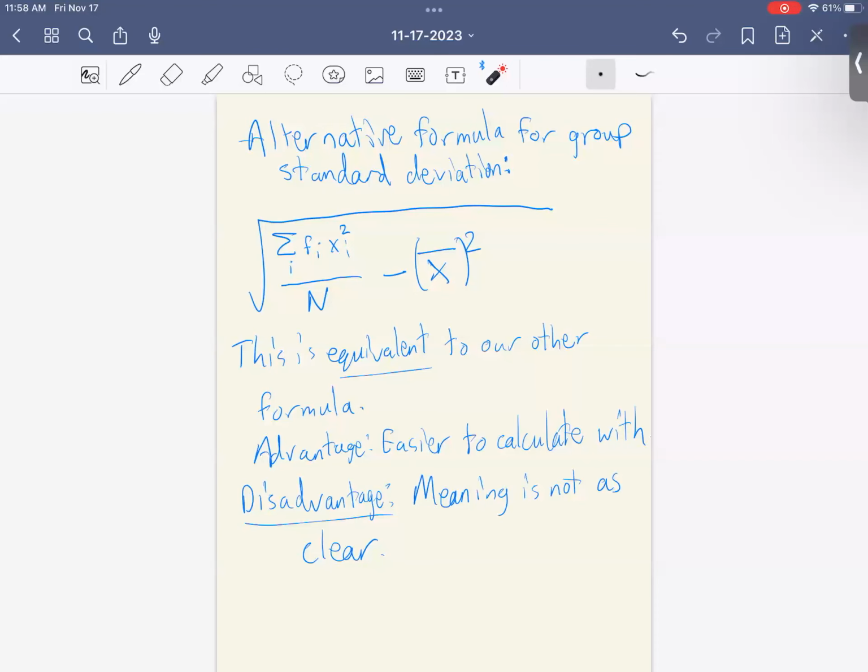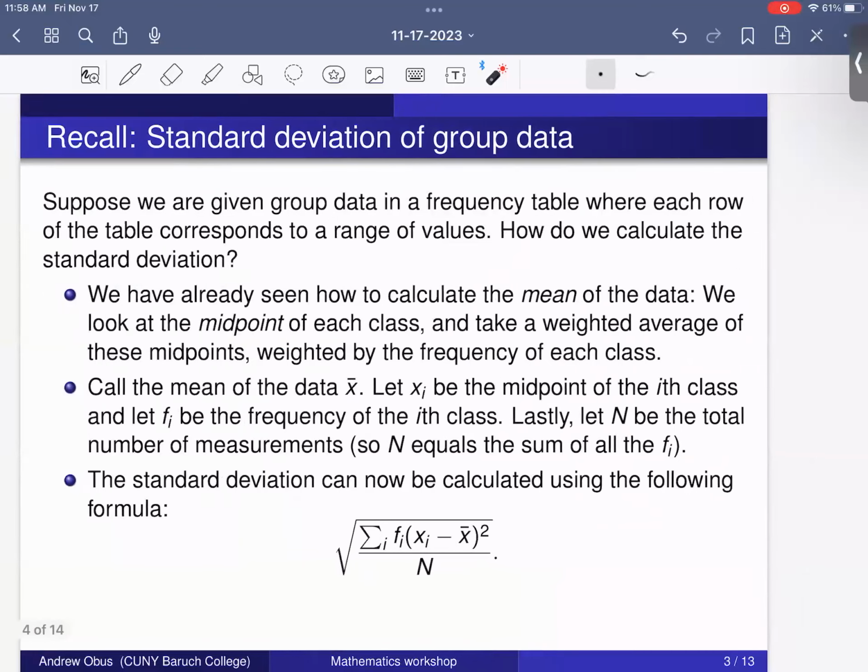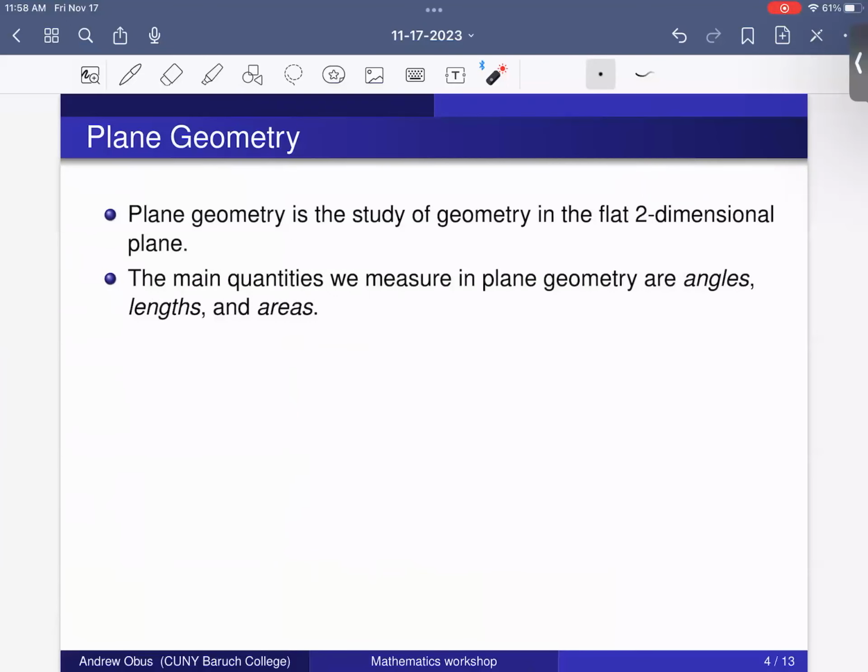All right, so let's start our new unit on geometry. We'll only talk maybe 30 minutes about geometry today. We'll get more into formulas and problems next week, but I want to just say a little bit about what we're going to be doing in geometry.